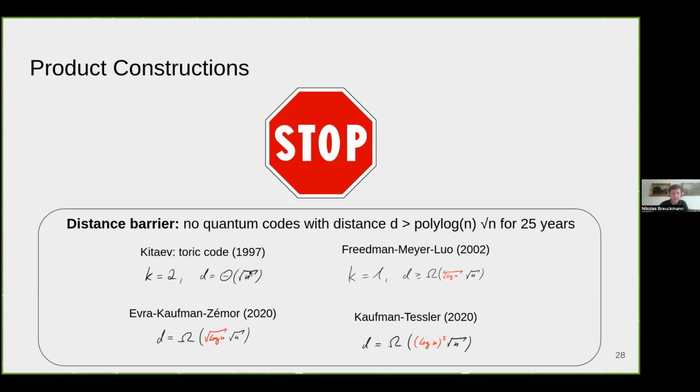Yeah, so this is the bound I just gave you. Friedman, Meyer, and Luo worked very, very hard, using a very complicated 4-dimensional manifold, to beat this square root by a 4th root of a log. So by not very much.